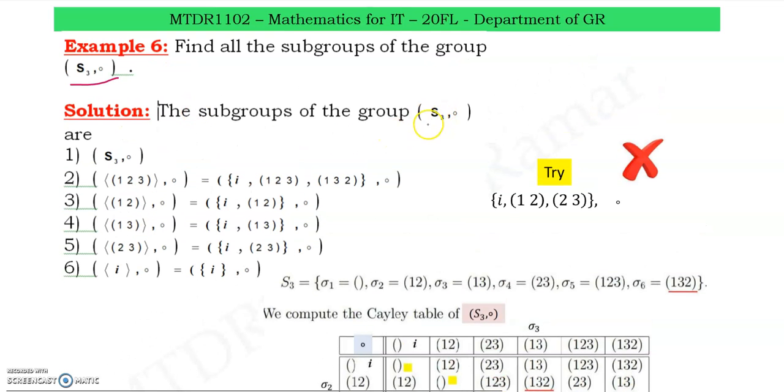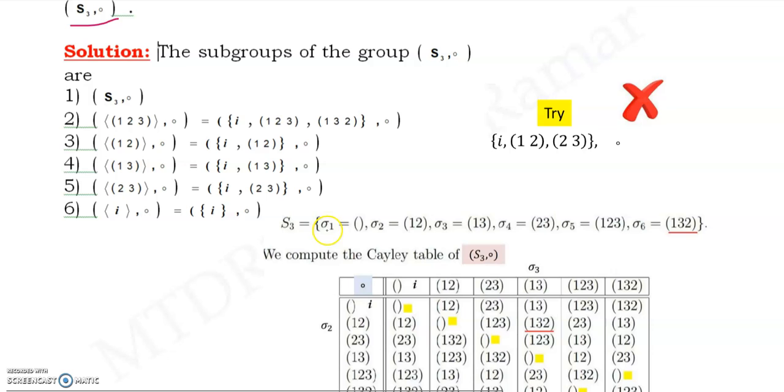Okay, now you see again in S3, how many elements in S3? 1, 2, 3, 4, 5, 6 elements. But what is here? In the subgroups, you can take any number of elements as a subset, then you check the condition for subgroup.